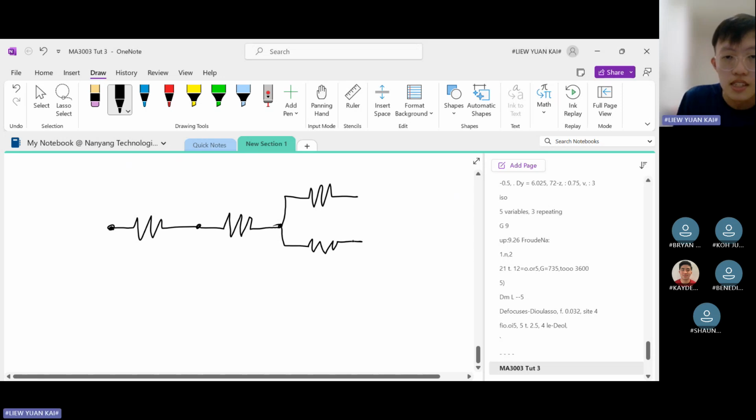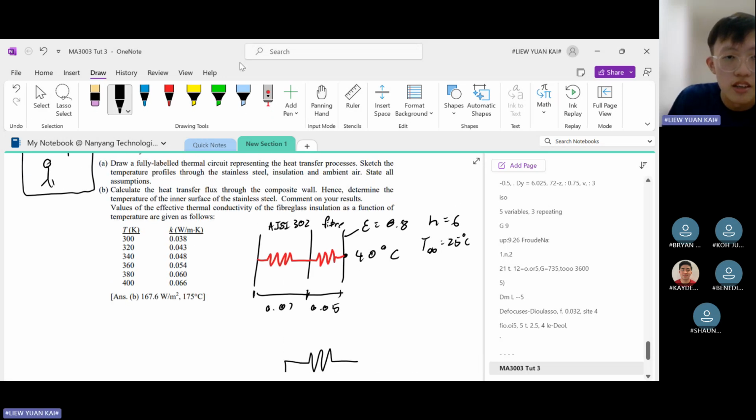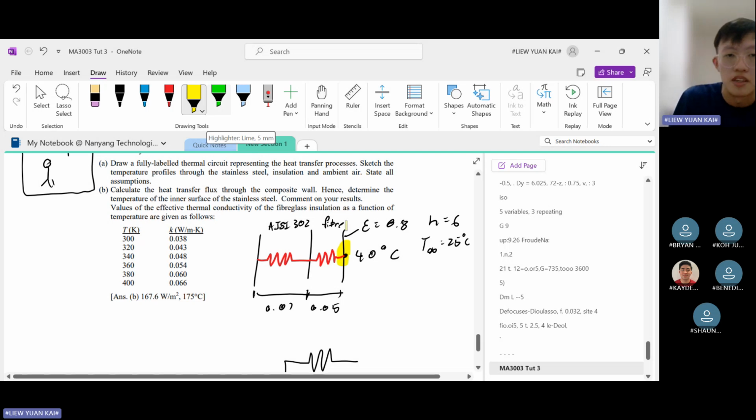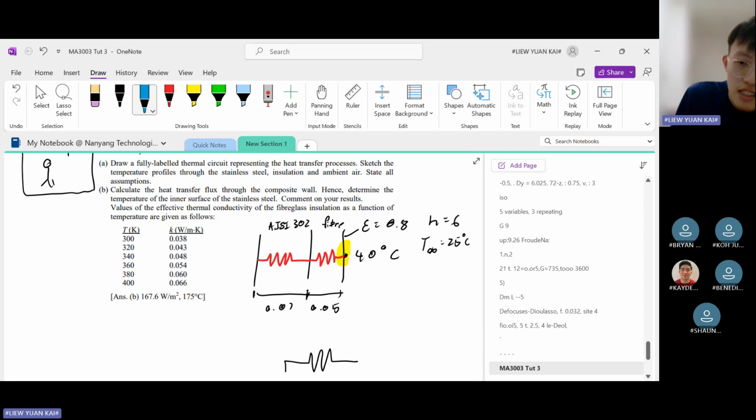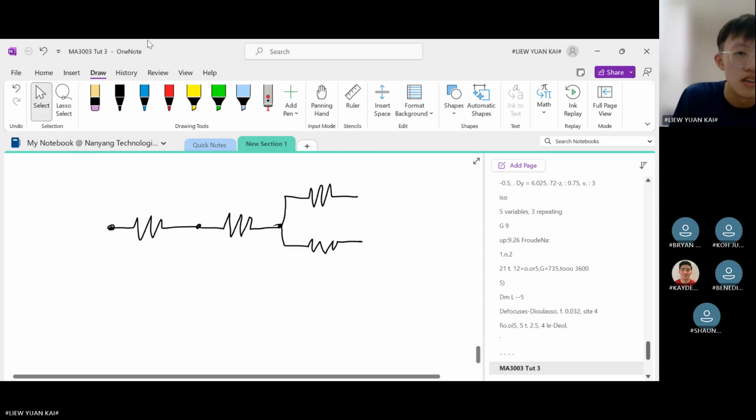Why? Because they share the same node here. They share the same temperature node here. That's why I put them in parallel with each other. Because at this surface, both radiation and convection are occurring simultaneously, right? Radiation and convection occur simultaneously. So they share the same temperature node. That's why I put them in parallel.